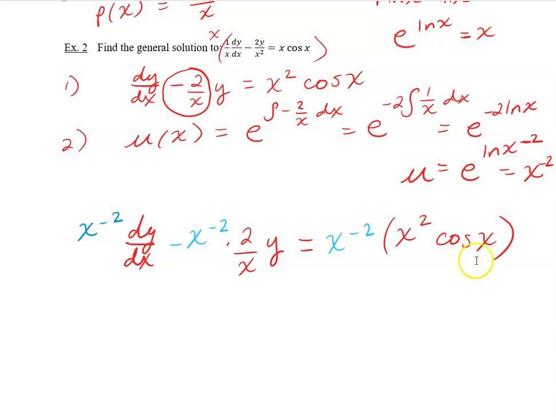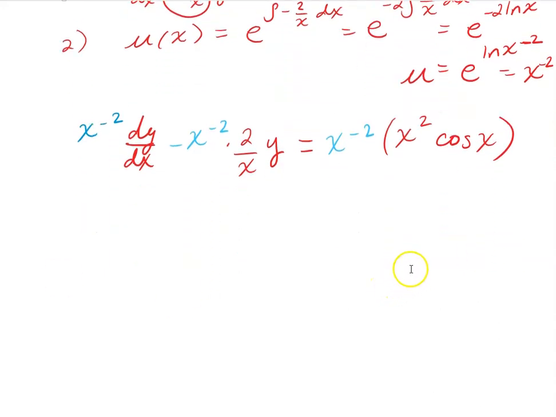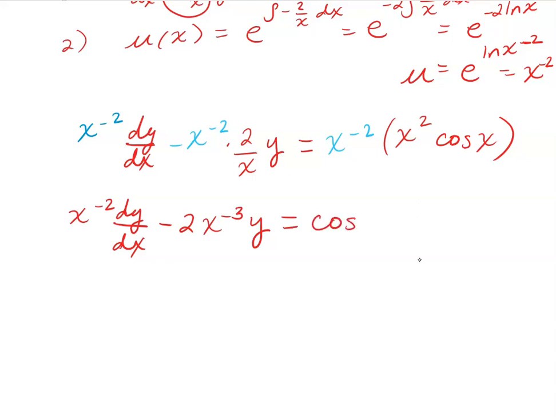All right, now let's simplify this just a little bit before we proceed and see what we're looking at here. First term, nothing changes. The second term, let me rewrite it. We have x to the negative second dy dx, and then minus 2x to the negative third times y equals, if I multiply those together, just a cosine x on the other side. Those two coefficients will cancel each other out.